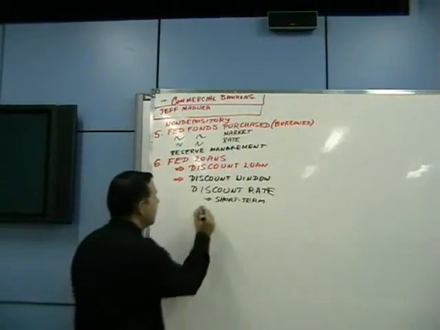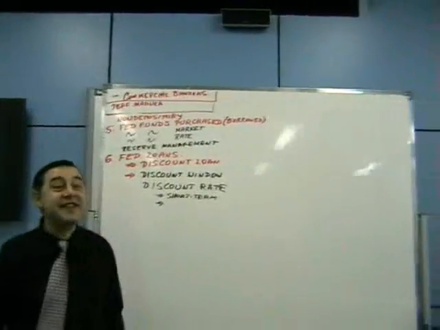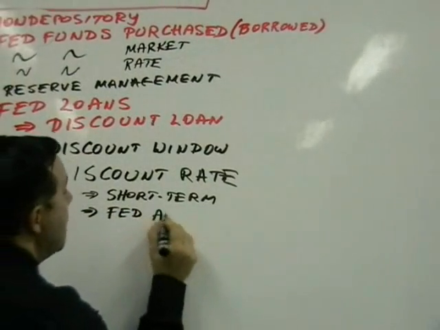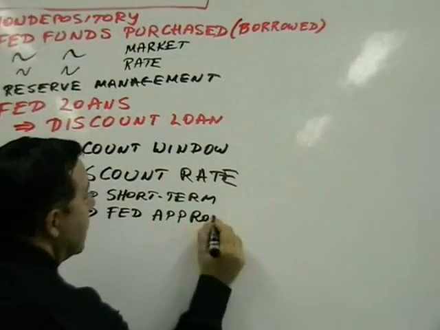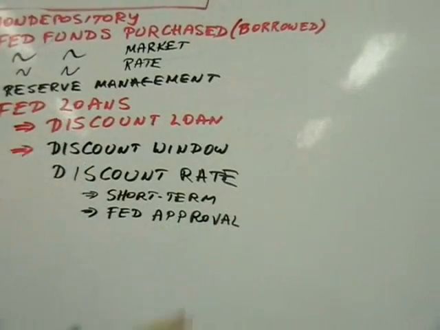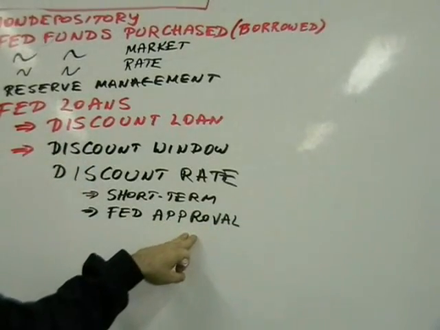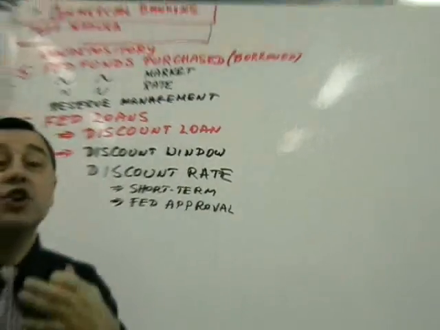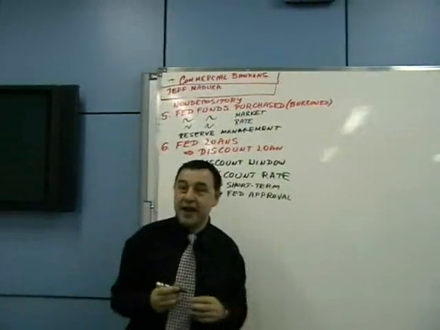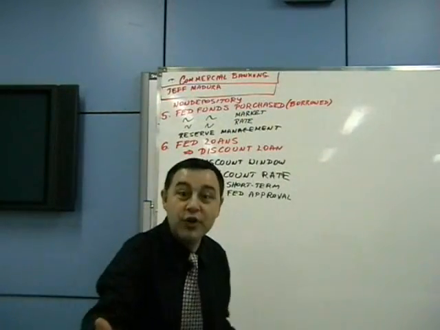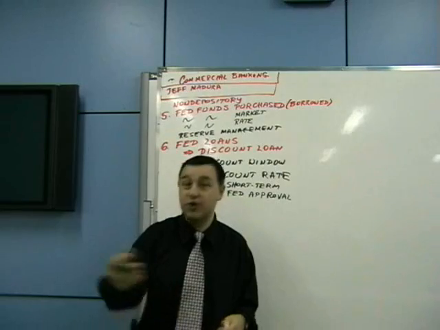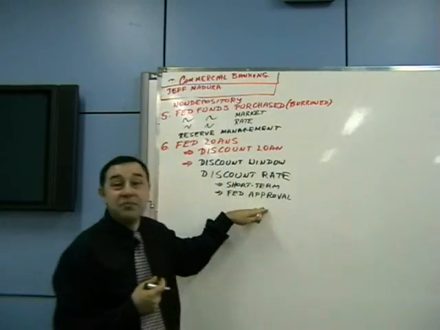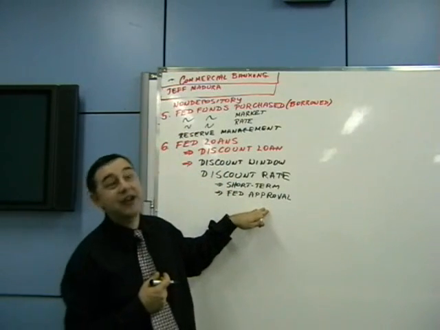What's the second characteristic? Let's see if you got the same as I do. It requires Fed approval. It is a facility which is provided as a courtesy by the central bank to a commercial bank, just like a mother will occasionally provide funds to her daughter or son in financial trouble, right? But it does not represent the rights of a commercial bank to go and ask.